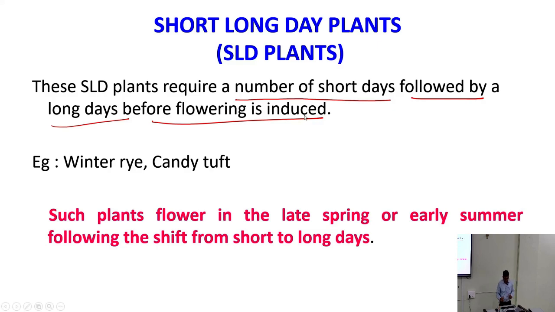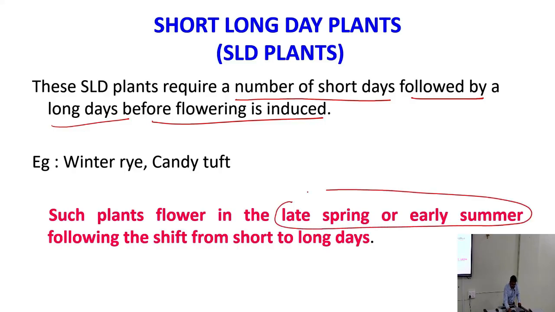This type of plants flower in late spring or early summer, following the shift from short to long days. That's what we understood here: a number of short days followed by long days. From late spring or early summer, when they are flowering, the days are shifting from short to long days. So that's the reason why we call them short long day plants.